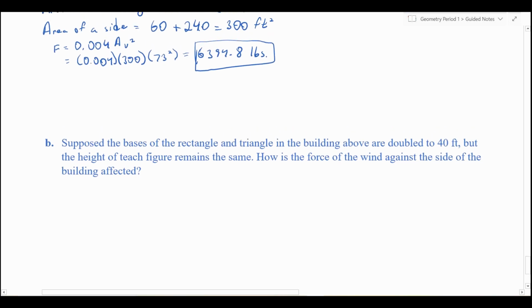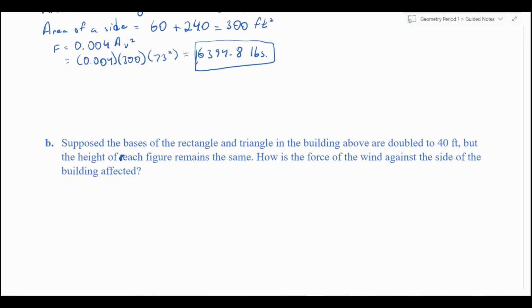now it says, suppose the bases of the rectangle and triangle in the building above are doubled to 40 feet, but the height of each figure remains the same. How is the force of the wind against the side of the building affected? So give this one a whirl, see if you get the same answer and if you can figure it out. Good luck.